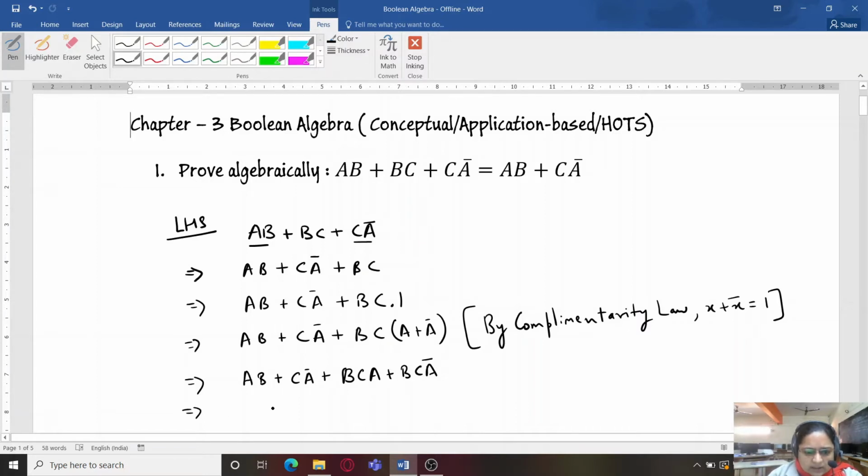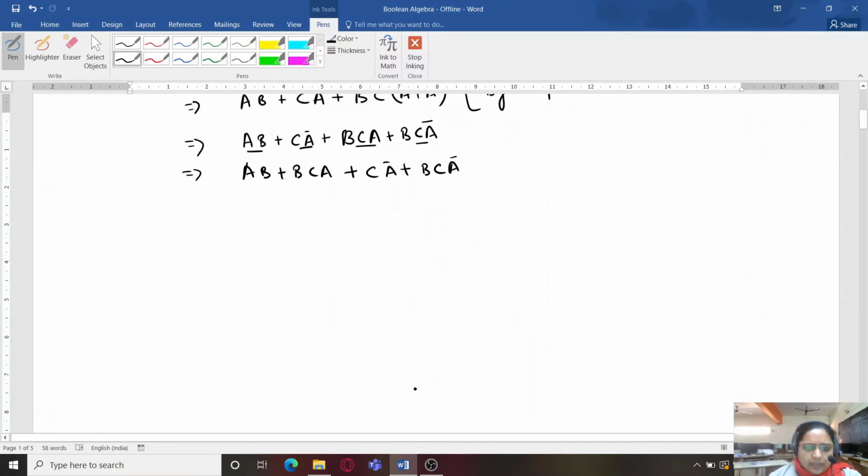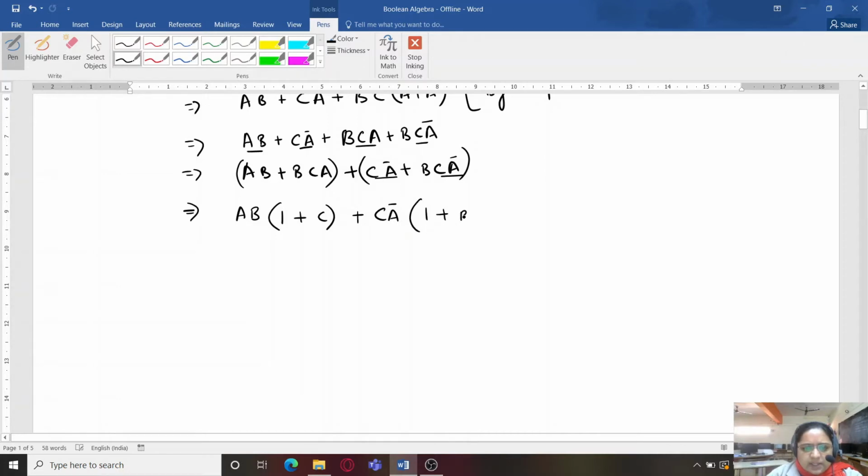Now I will take AB + BCA, these two terms I have merged over here, and now I'm going to write these two terms, BCA' and CA', together. I'm not merging them, I'm just writing them together. So I have done this. Now I will be pairing these two. Let us take out some common terms. From here I can take out AB, so I will be left with 1 + C. And from here, as you can see, CA' is common, so I can take CA', and 1 + B will be left.